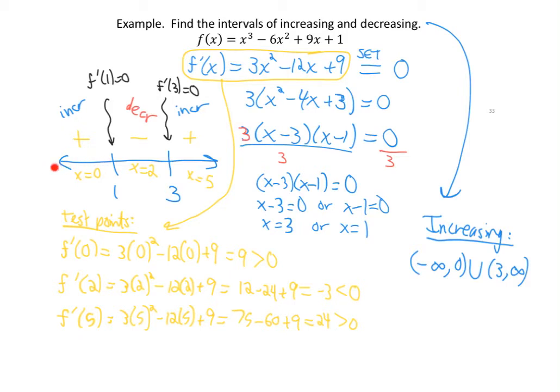That's reflecting, oh, I'm sorry. It's not 0, it's 1. Negative infinity to 1, which is this part of the number line, union 3 to infinity, which is this part. That's where we figured out the derivatives were positive, which means the function is increasing. The interval of decreasing is going to be just the one in the middle, the interval from 1 to 3.